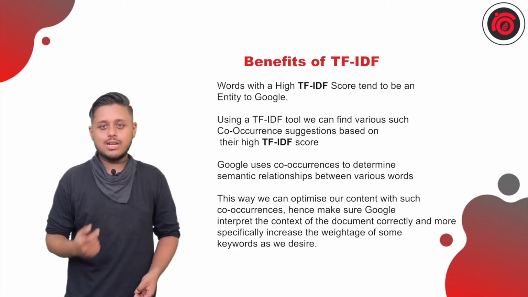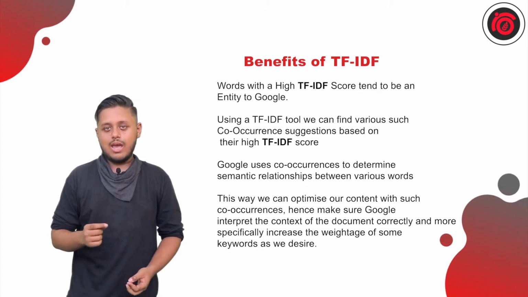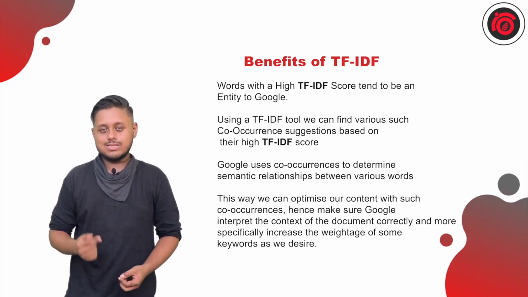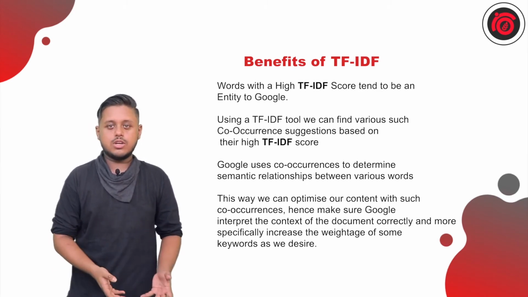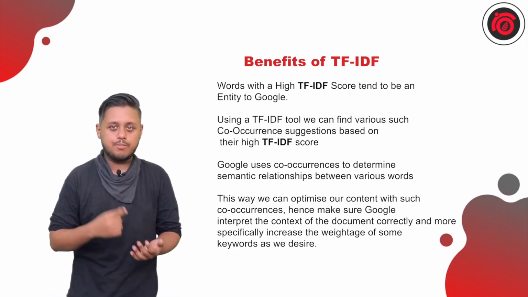So what is an entity? An entity is an authoritative keyword which is present in your document, and it is identified by Google as either a physical object, an authoritative figure, or something that represents a particular thing.